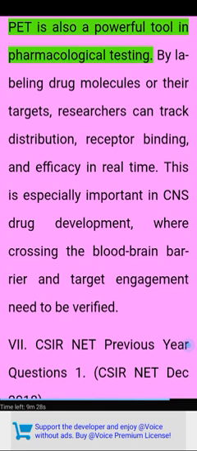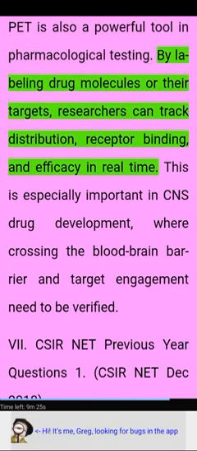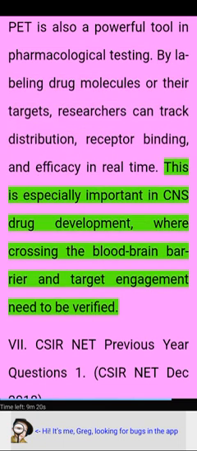PET is also a powerful tool in pharmacological testing. By labeling drug molecules or their targets, researchers can track distribution, receptor binding, and efficacy in real time. This is especially important in CNS drug development, where crossing the blood-brain barrier and target engagement need to be verified.